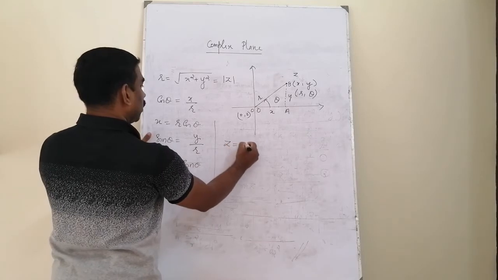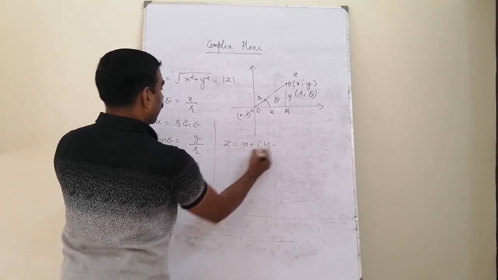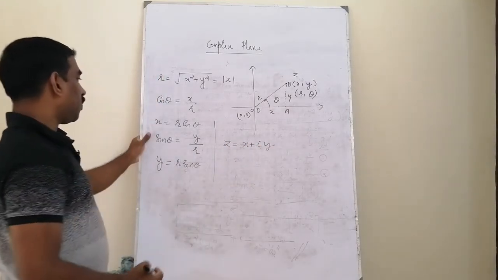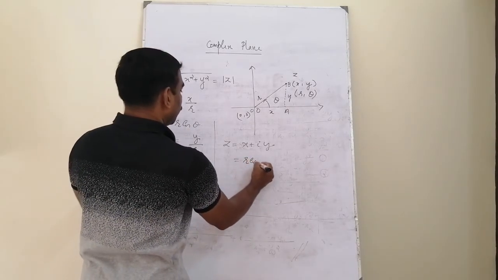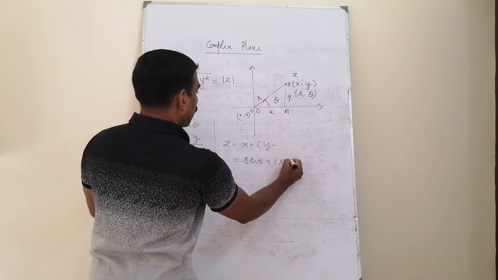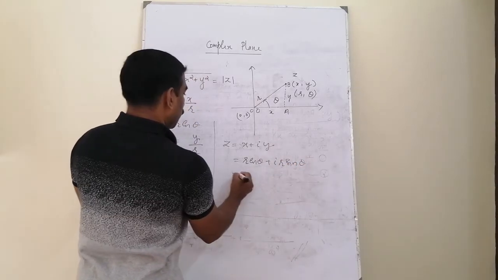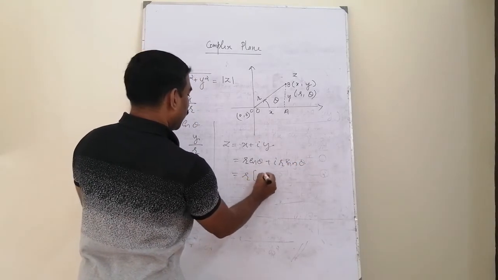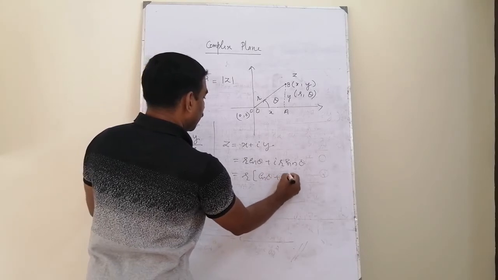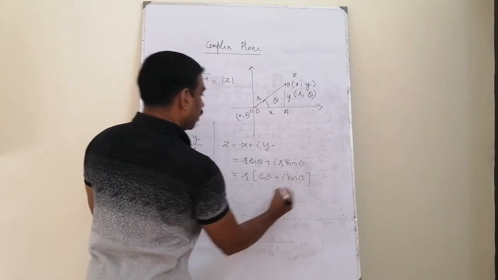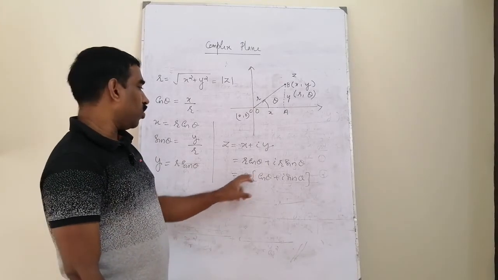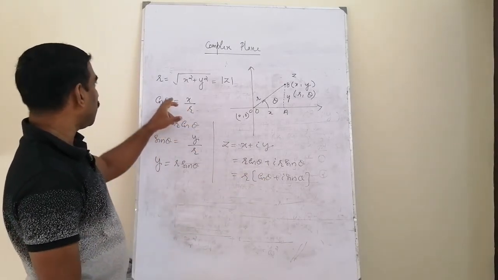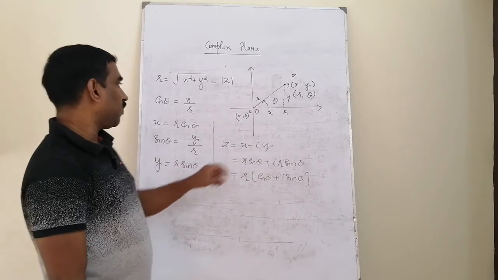Therefore, the complex number z equal to x plus iy can be written in polar coordinates r and theta. What is x? z is equal to r cos theta plus i into r sin theta, where this r is a common factor, r into cos theta plus i sin theta, and this is called the polar form, or modulus amplitude form, or modulus argument form of the complex number z equal to x plus iy.